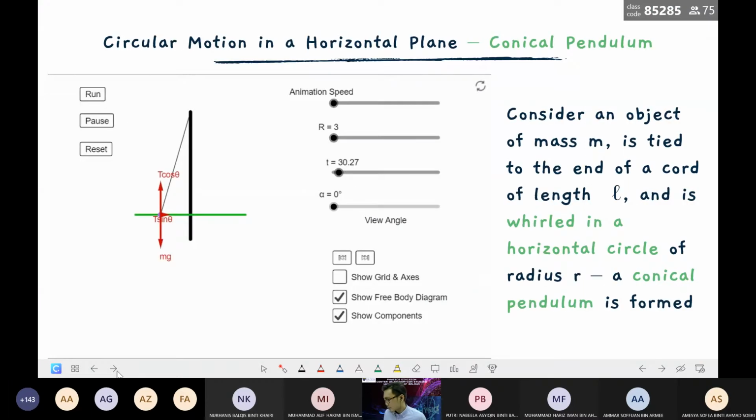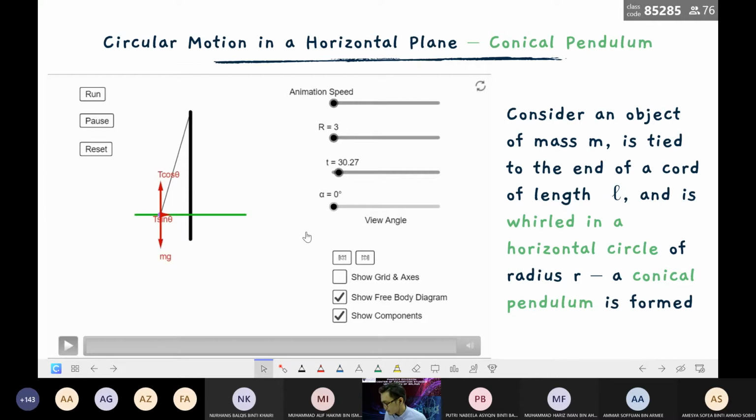Okay, circular motion in horizontal plane and the application is conical pendulum. Consider an object of mass m tied to the end of a cord of length L and whirled in a horizontal circle of radius R. A conical pendulum is formed. So what is a conical pendulum?